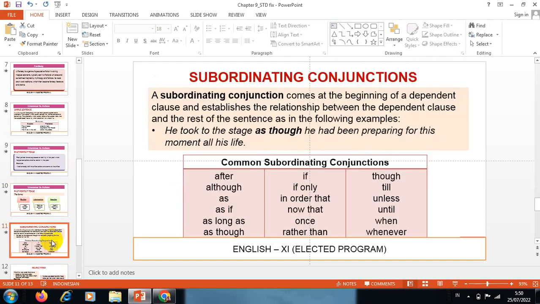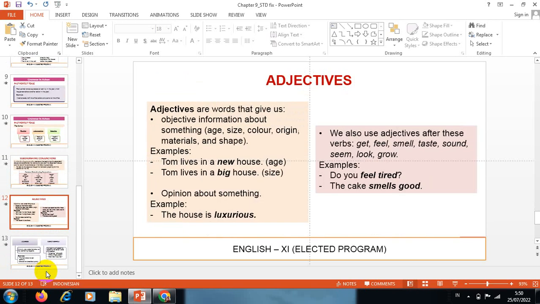Now, this is the subordinating conjunction. So there are some common subordinating conjunctions used in narrative stories: after, although, as if, as long as, though, if, in order that, once, still, till, unless, until, when, whenever.